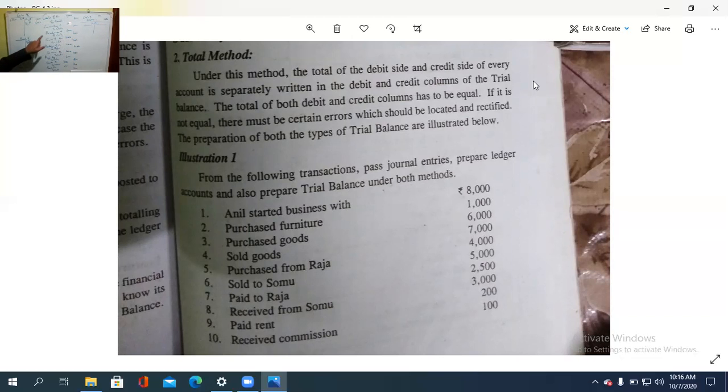Sales, purchase account debtor to cash. So to cash by purchases. Then cash account debtor to sales. So to sales, how much? 7,000. Then by cash 7,000.